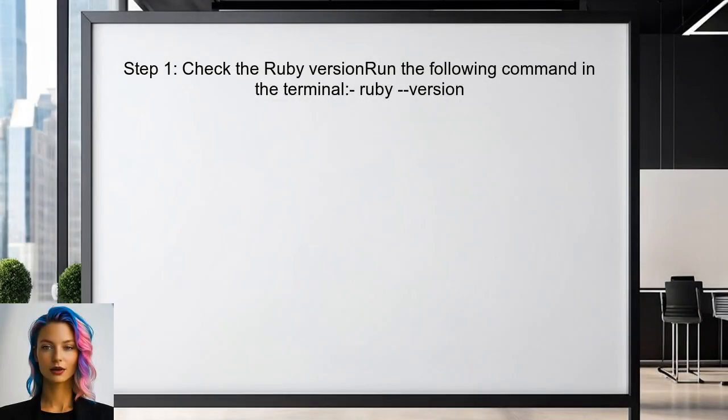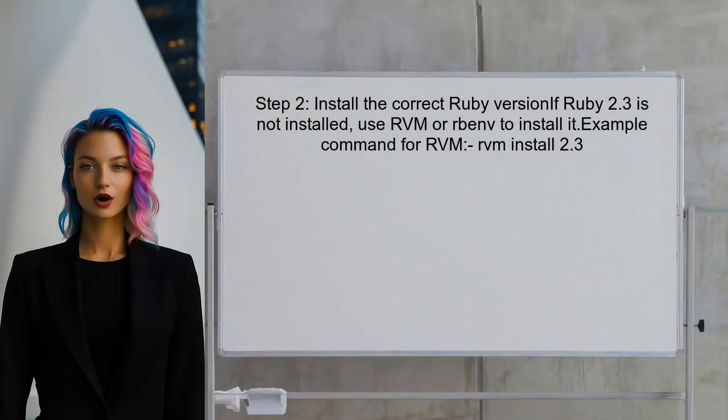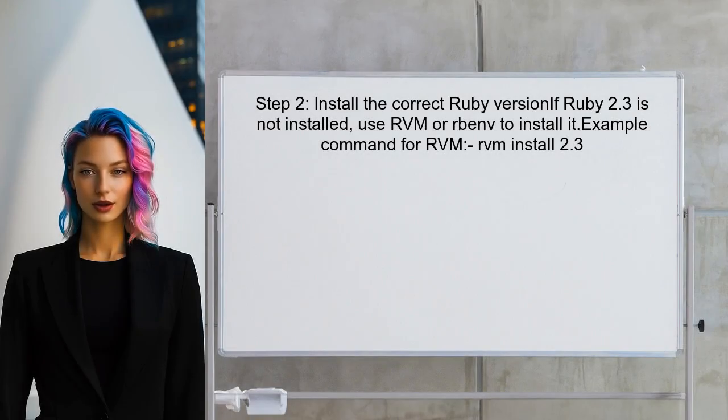To resolve the issue with the Ruby interpreter, the user should first check the current Ruby version installed on their system. This can be done by running a simple command in the terminal. Next, the user needs to ensure that the correct version of Ruby is installed. If ruby2.3 is not installed, they can install it using a version manager like RVM or rbenv.